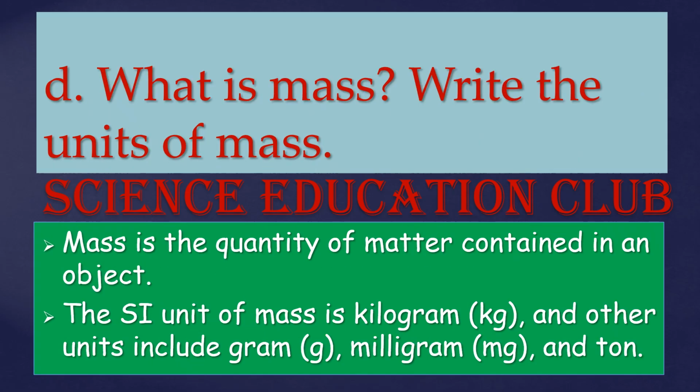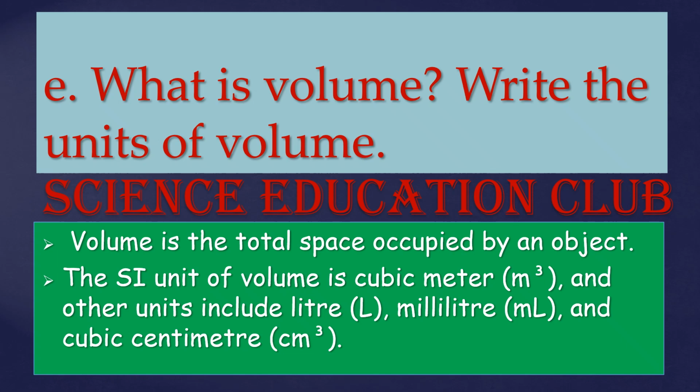What is mass? Write the unit of mass. Mass is the quantity of matter contained in an object. The SI unit of mass is kilograms, and other units include gram, milligram, and ton. What is volume? Write the unit of volume. Volume is the total space occupied by an object. The SI unit of volume is cubic meters, and other units include liter, milliliter, and cubic centimeter.